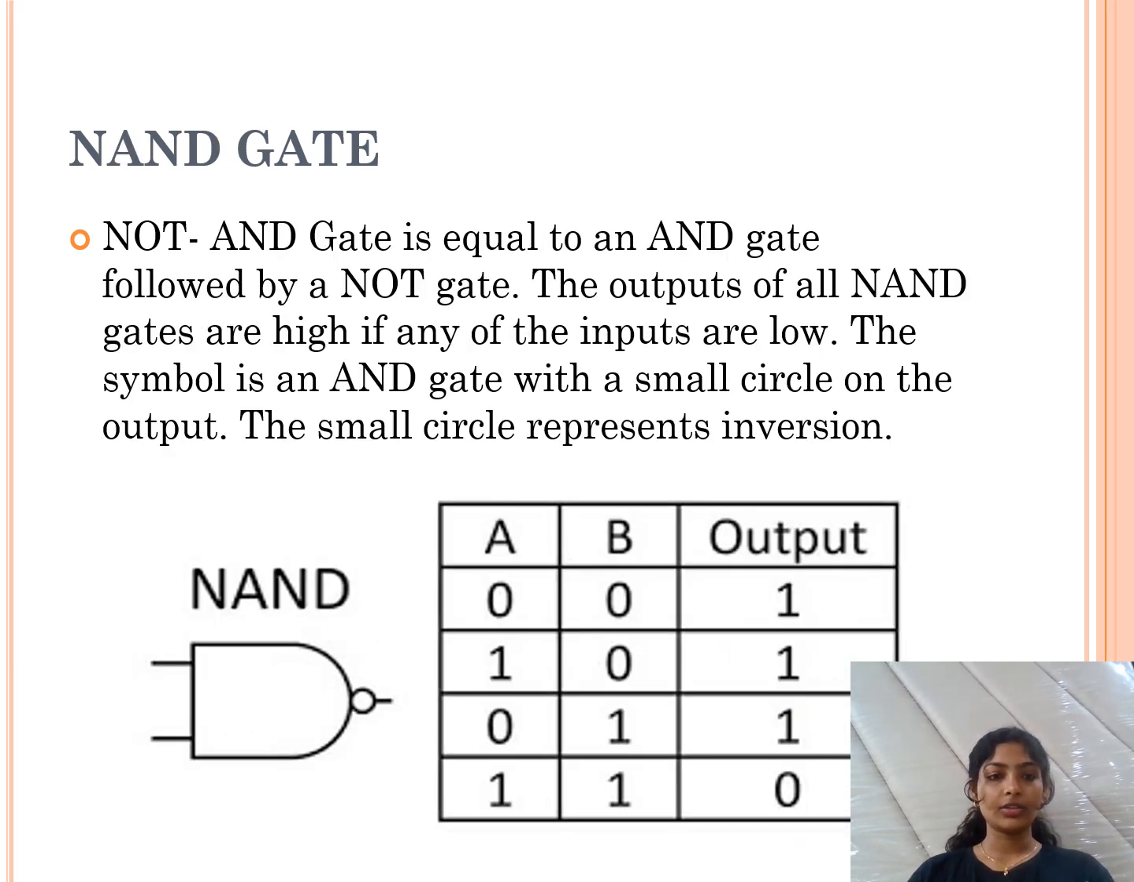NAND gate. NOT AND gate is equal to an AND gate followed by a NOT gate. The outputs of all NAND gates are high if any inputs are low. The symbol is an AND gate with a small circle on the output. The small circle represents inversion.